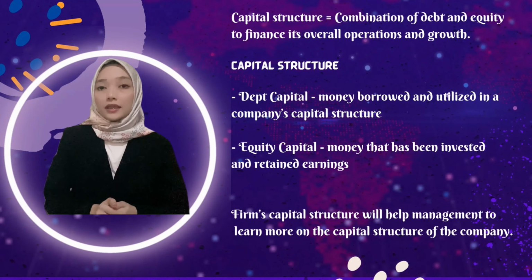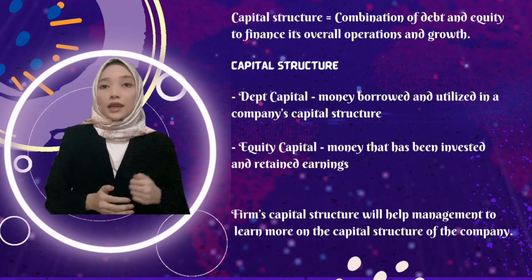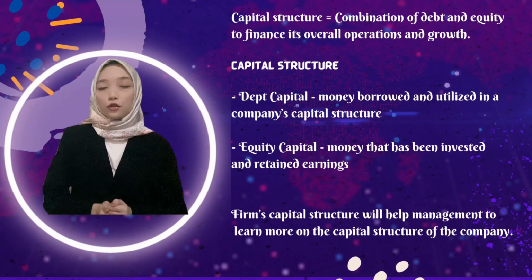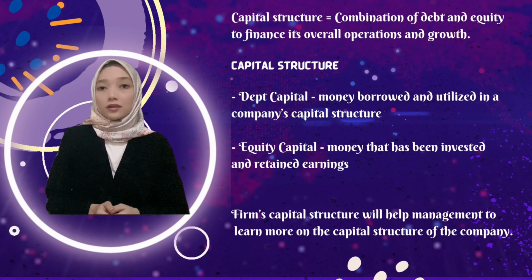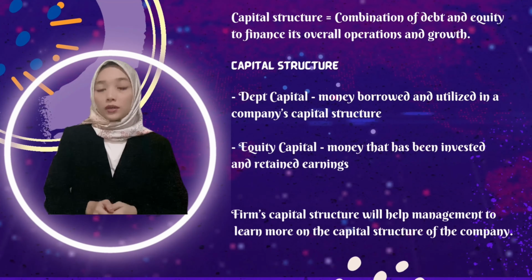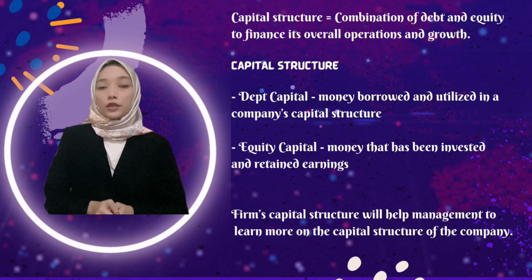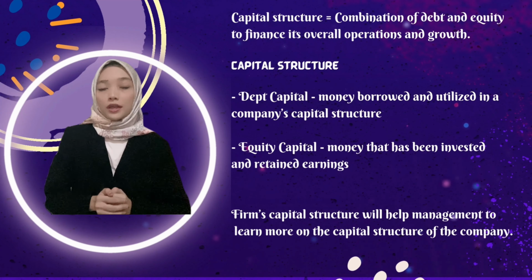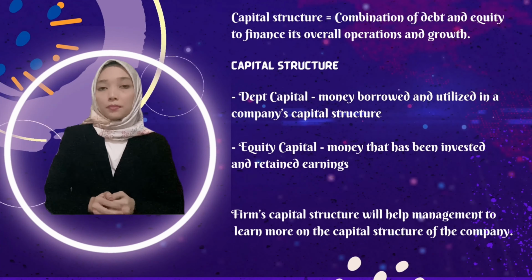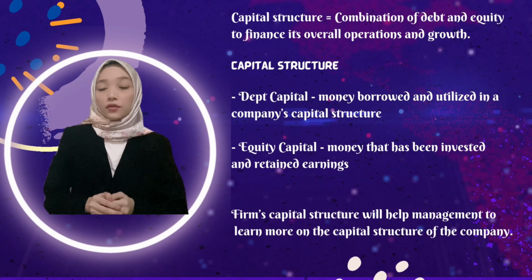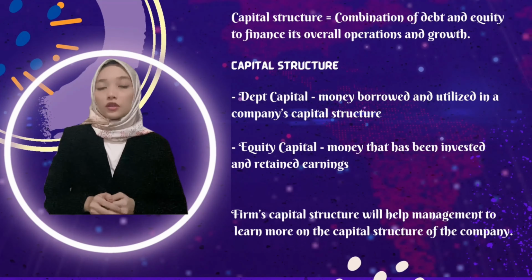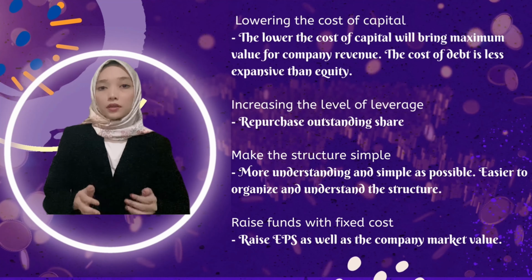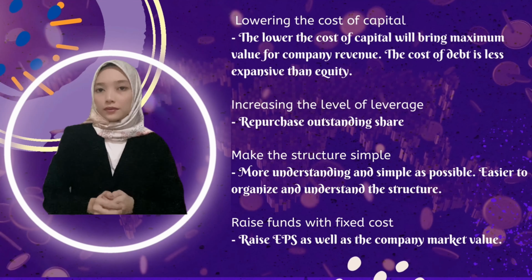It can be classified into two types: equity and debt capital. Debt capital is money borrowed and utilized in the company's capital structure. Meanwhile, equity capital has two sources, which are money that has been invested and retained earnings. Therefore, a firm's capital structure may help management to learn more about the firm's financial position and design strategy for the future. Management in the firm may determine the capital structure in a variety of ways.